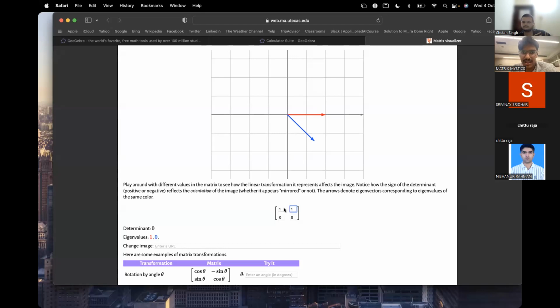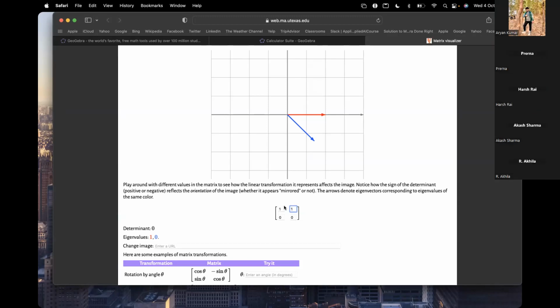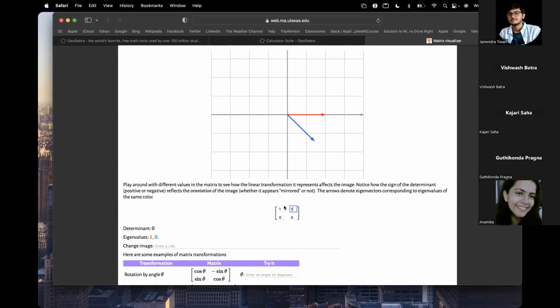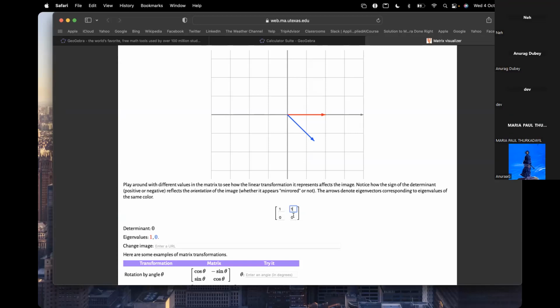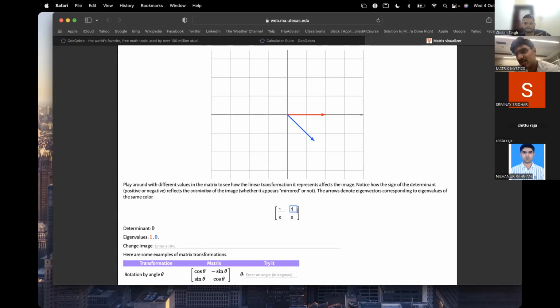So in this particular matrix, we can see that the first column is taking I cap to 1, 0, which is I cap itself. That means I cap is not changing. The second column takes J cap and shifts it to I cap. So what was J cap, 0, 1, in our original coordinate system now also corresponds to 1, 0. So both of them now lie on the same line as well.